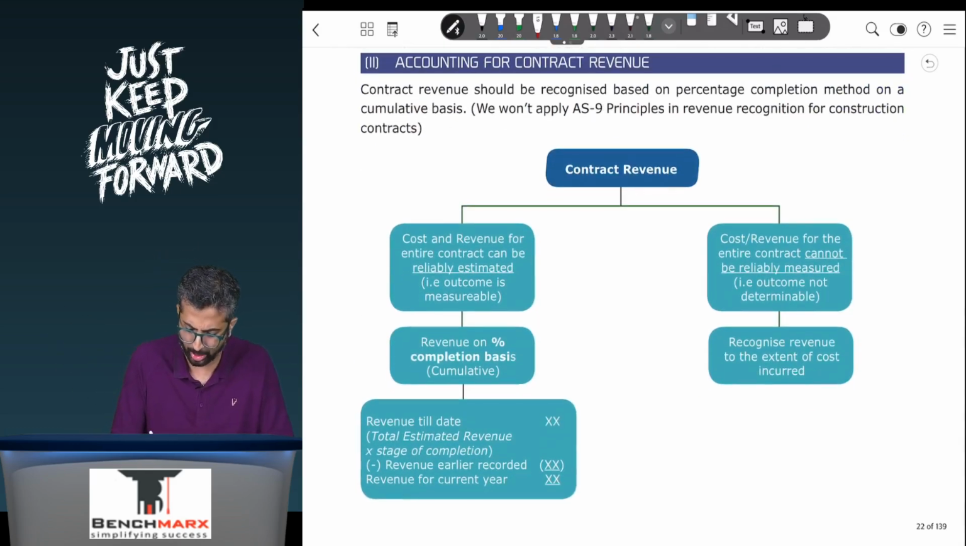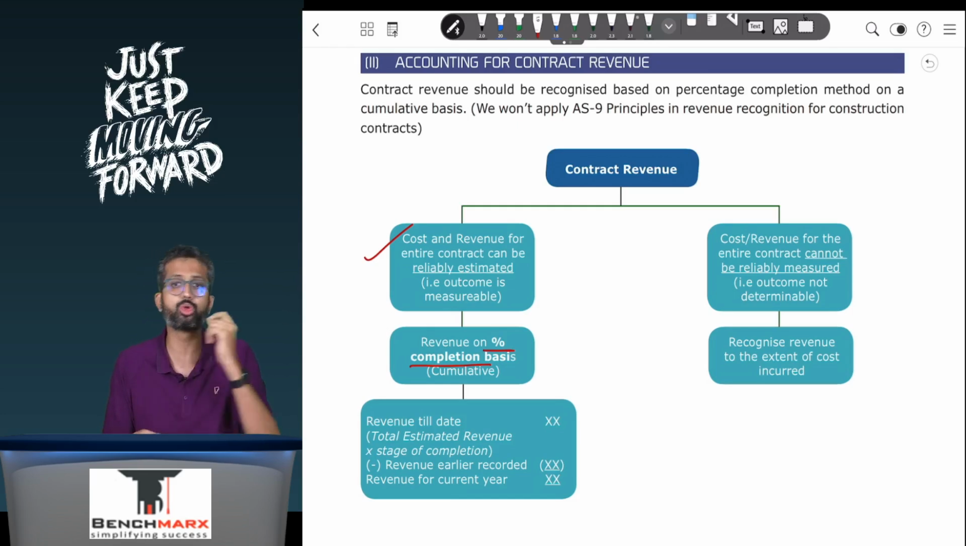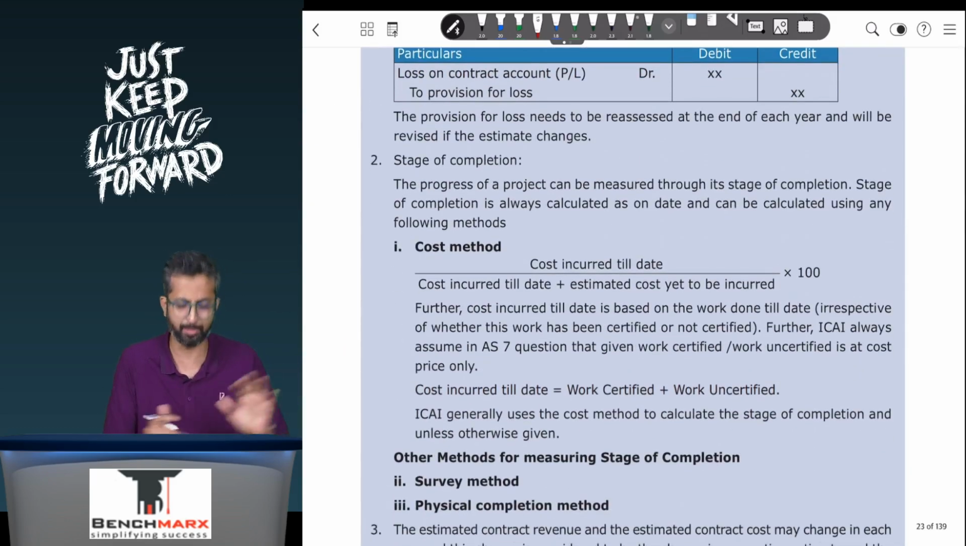So if you look at calculating contract revenue, where cost and revenue for the entire contract can be reliably measured, you recognize revenue on a percentage completion basis. In such a case, revenue will be recorded based on the stage of completion. Now the problem is, how do you calculate the stage of completion? There are various ways in which you can calculate the stage of completion. We'll come back to this.